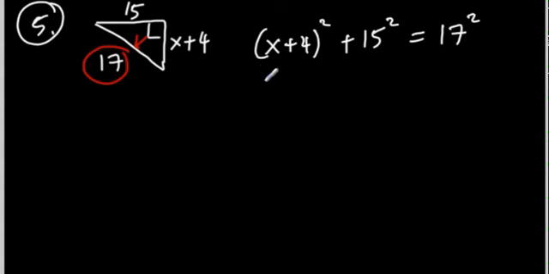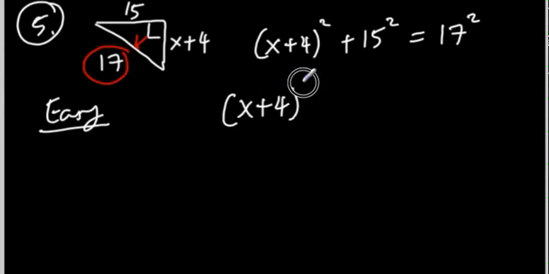There's actually 2 ways to do it. So maybe I'll do the easy way first. Okay, here's the easy way. Don't expand the x plus 4 squared. Just leave that as is. But solve for the others. So that is 225, and that was 289.